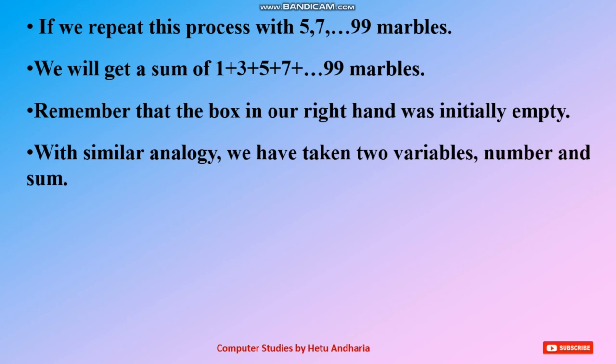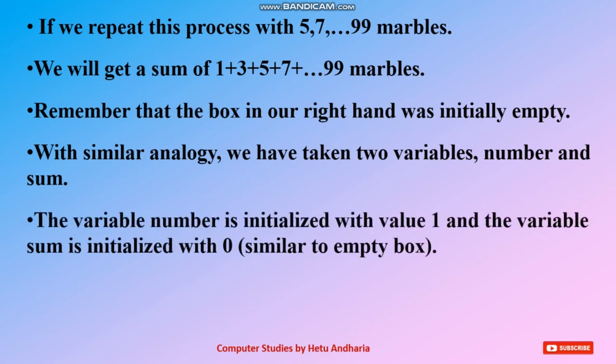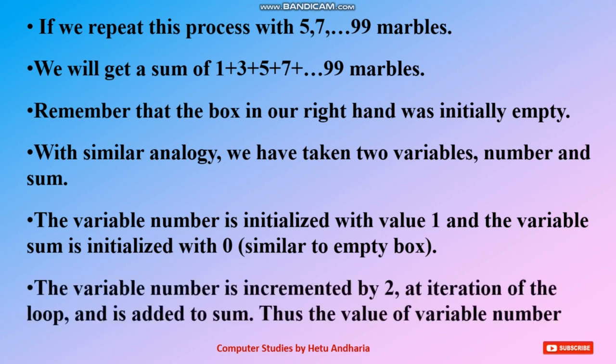we have taken two variables in our flowchart program. The name of the first variable, that is the box in your left hand side, we give the name to that variable as number, and the box which is in your right hand side where we were emptying the marbles, that we give the variable name as sum. The variable number is initialized with value 1 and the variable sum is initialized with 0, similar to the empty box.